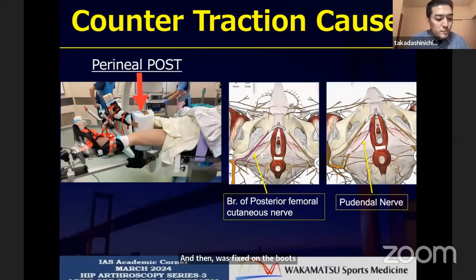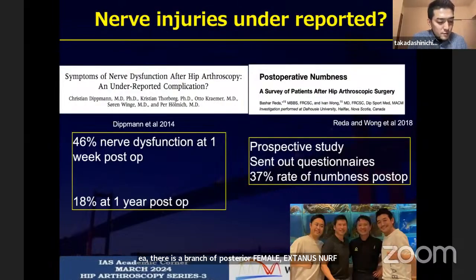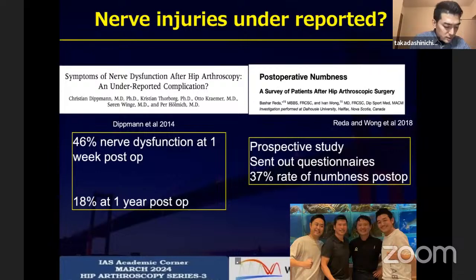Counter-traction using a perineal post can also cause nerve injury. In this area, there is a branch of the posterior femoral cutaneous nerve and the pudendal nerve. Are nerve injuries underreported? A prospective study by Dr. Performic looked at nerve dysfunction after hip arthroscopy in 52 patients. 6% reported nerve dysfunction 1 week post-op and 18% reported nerve dysfunction at 1 year post-op. Another prospective study, by Dr. Ivan Wang, sent a questionnaire to patients, and he found a rate of 37%.